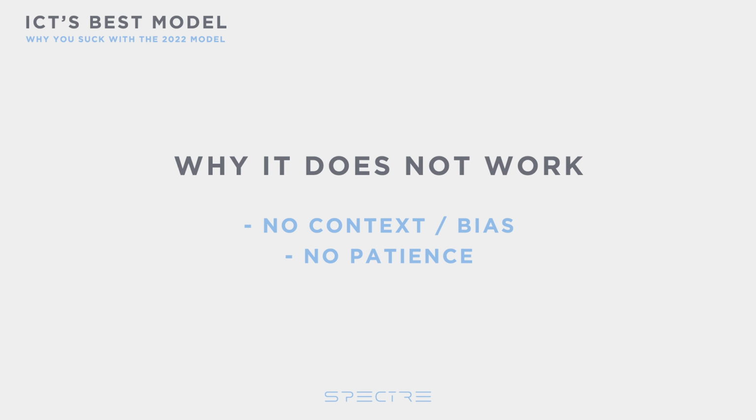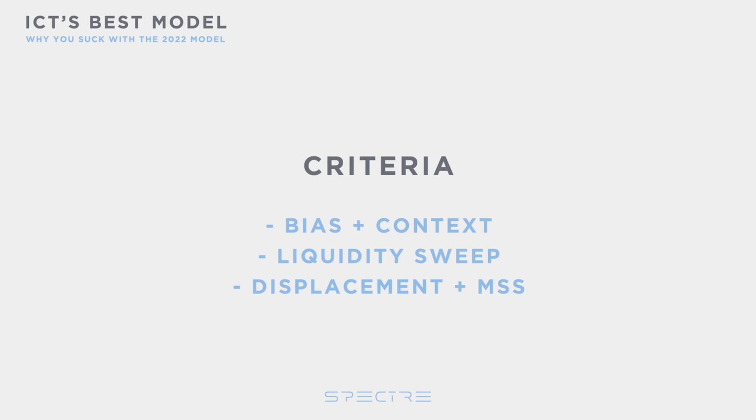Now, the second thing that really separates profitable and non-profitable traders from using the 2022 model is the lack of patience. You are not waiting for a clear market structure shift, therefore you are using the model incorrectly. Okay, so with that in mind, let's go and have a look at the criteria, right?